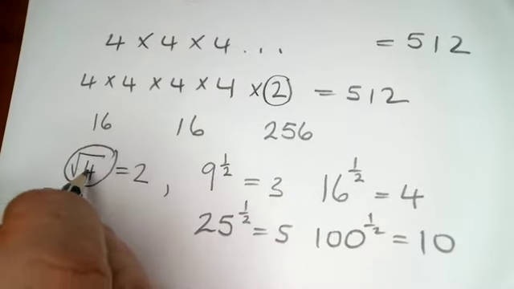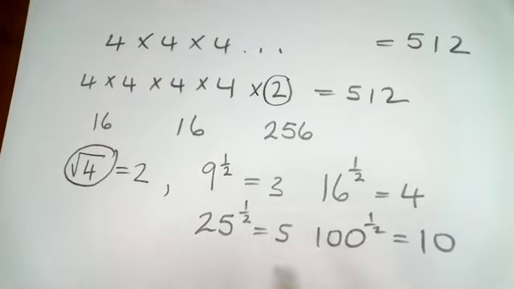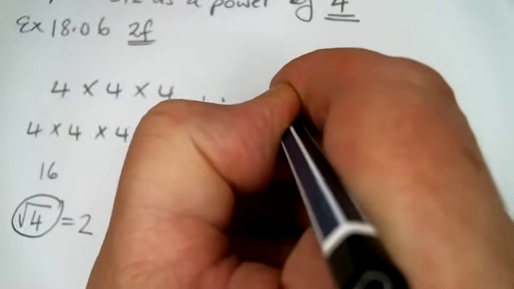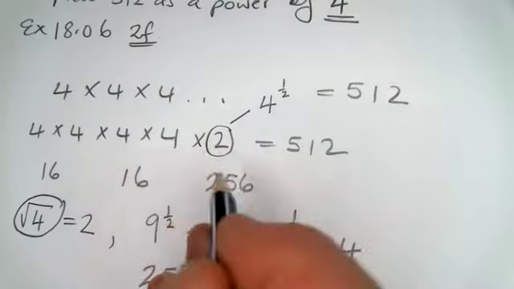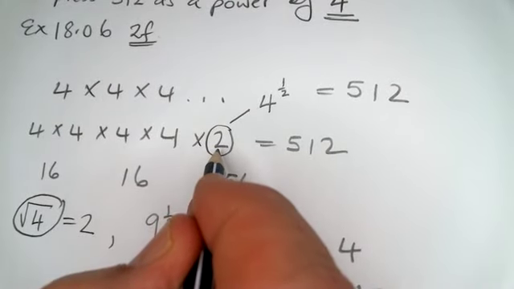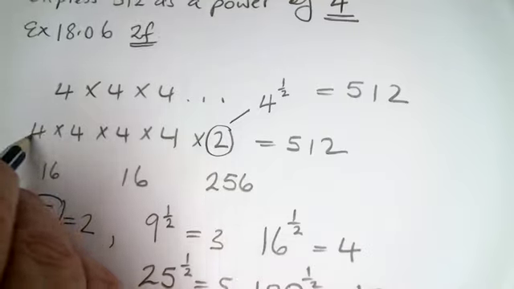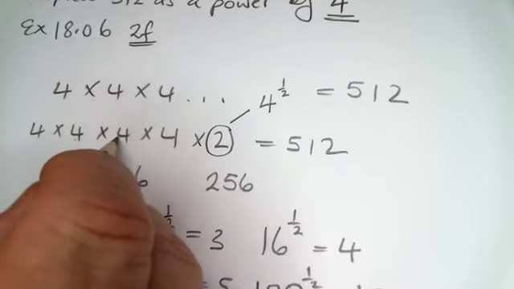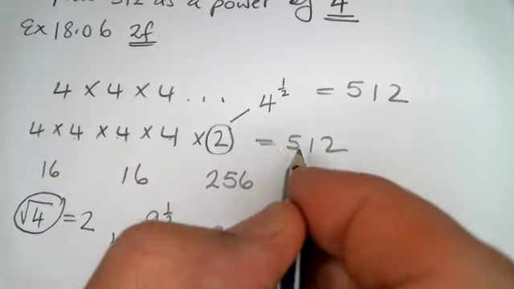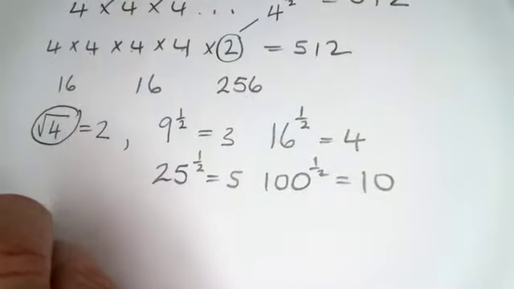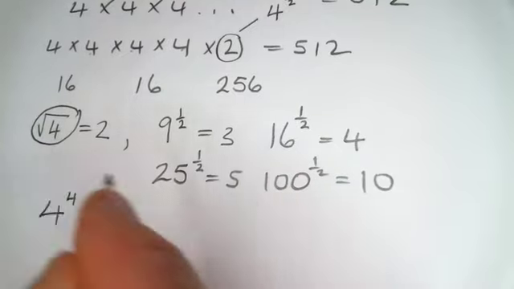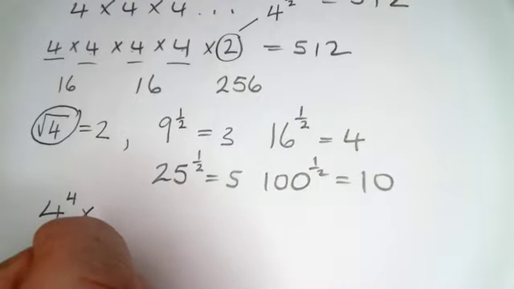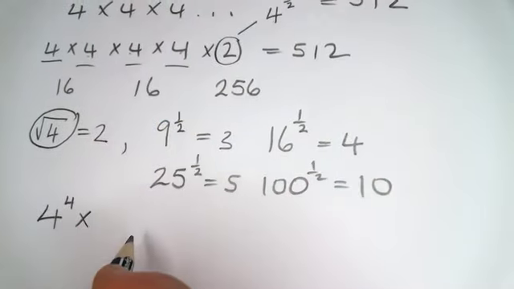So I could write 4 to the power of a half. So rather than writing a 2 there, I could just write, because I know that the square root of 4 is 2, 4 to the power of a half. So now, this is powers of 4. So this is 4 to the power of 1, 2, 3, 4. So 512 is going to be 4 to the power of 4, times 2, or 4 to the power of a half.